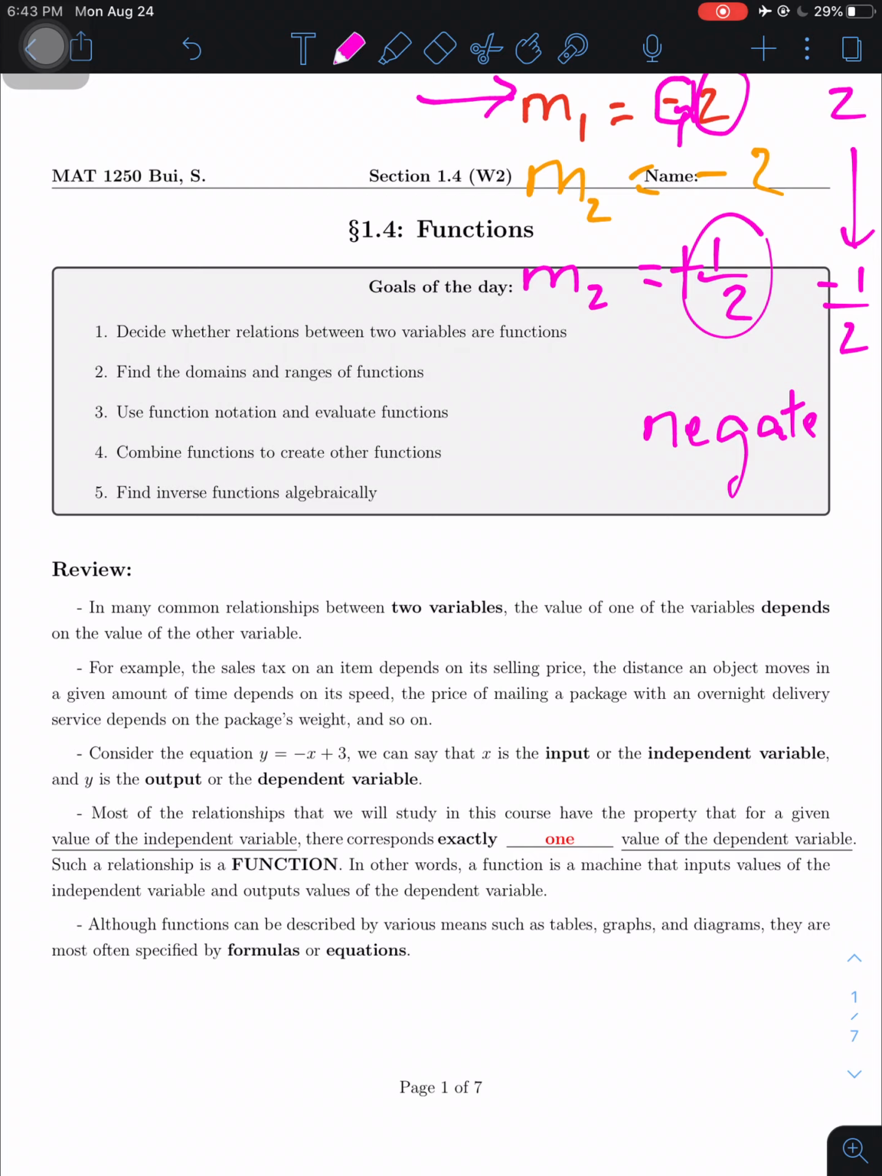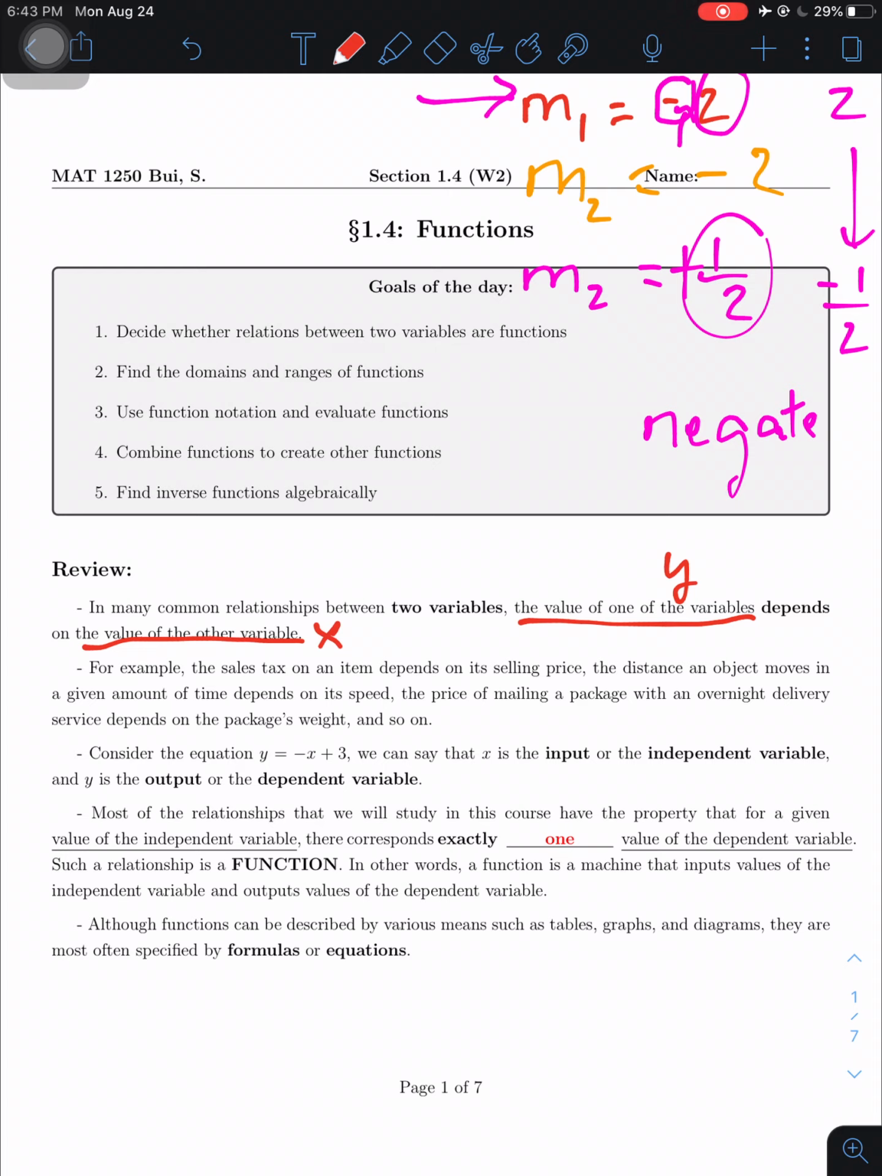Okay, good old habits. Let's review some old concepts before we talk about the first objective of the day. So this page is really just words and words. Just read through it. In many common relationships between two variables, the value of one of the variables depends on the value of the other variable. Okay, and what I mean in here, usually the case is that the value of one variable, here I refer to y, depends on the value of the other variable, I refer to x, and you will see why in a moment.